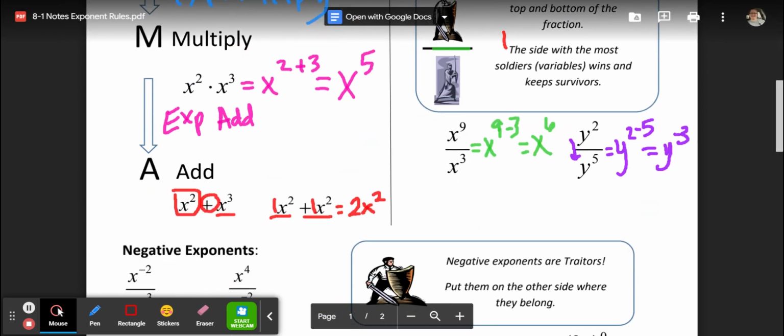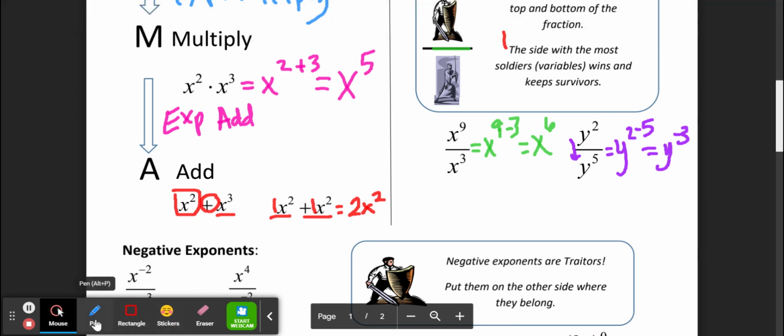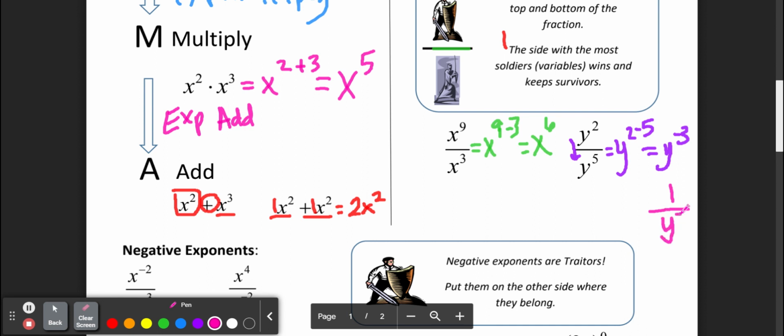Negative exponents are traitors. We put them on the other side where they belong. All this means is it's going to flip the side. So we're going to make our fraction bar again. We're going to put a 1 here because there's nothing else, and the y comes to the bottom, and your exponent becomes positive. Okay? So flip. That means if it starts on the denominator, it would flip to the top, to the numerator. So we're going to flip to the other side. That's why it says it becomes a traitor. And then it becomes positive.